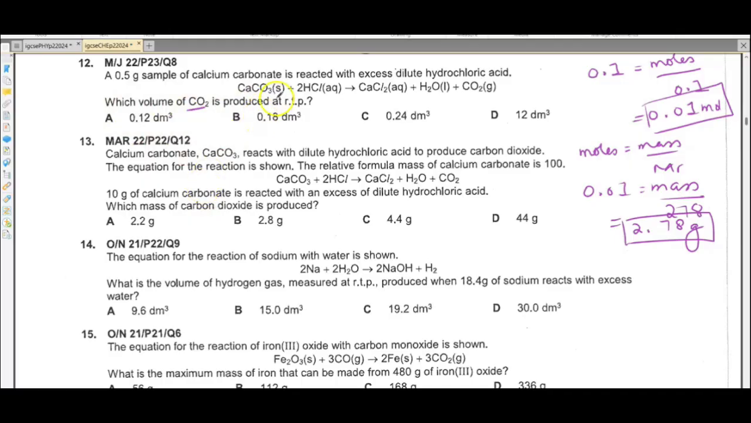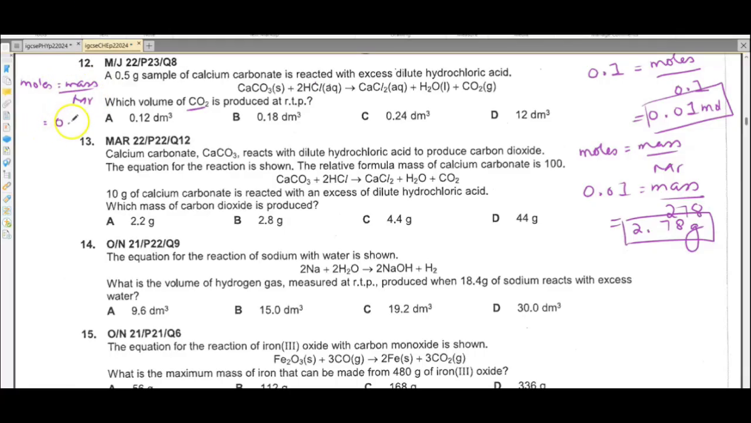Now, if you see in this question, the grams of CaCO3 are given, but the concentration and volume of HCl is not given, that we could have used to find the moles. Okay? So, the moles of CaCO3 are enough to find the volume of CO2 only. To find the moles of calcium carbonate, we need the formula moles is equal to mass by MR.